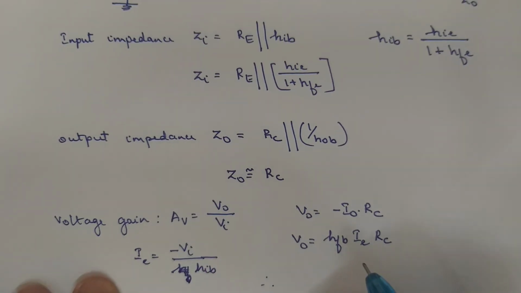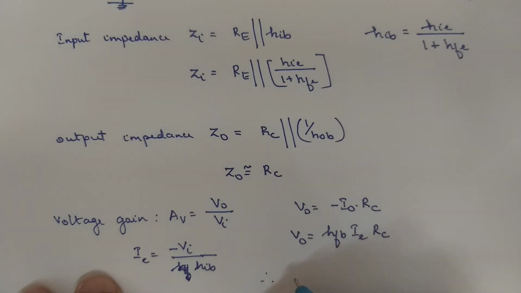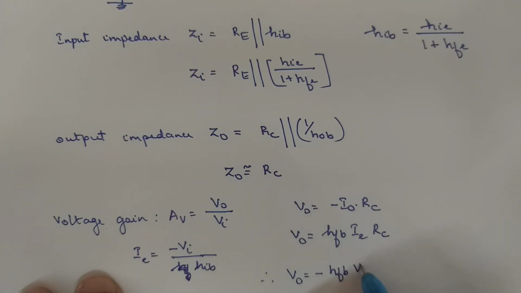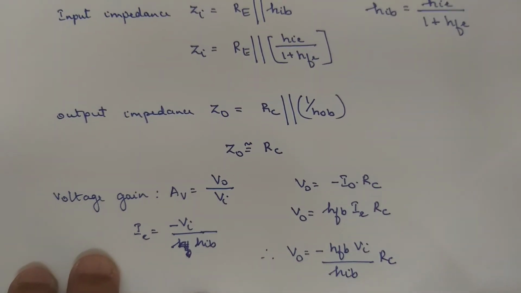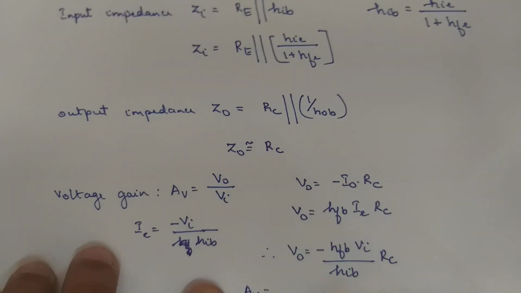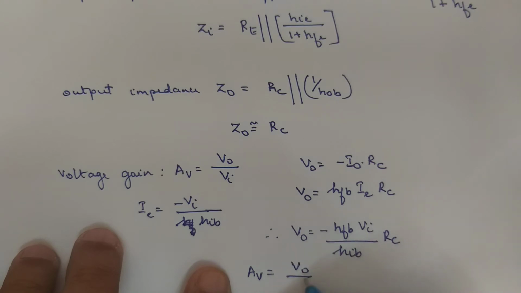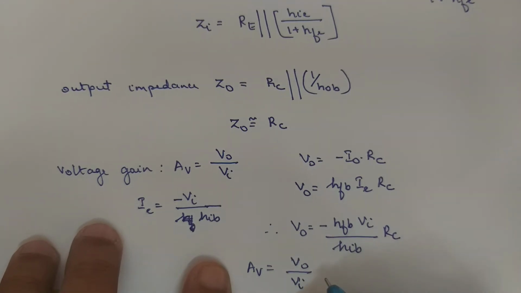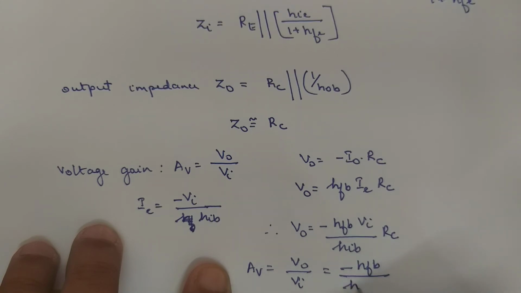Therefore, V naught is equal to minus HFB into Vi divided by HIB into RC. To obtain the ratio, AV, which is equal to V naught divided by Vi, this will be equal to minus HFB divided by HIB into RC.